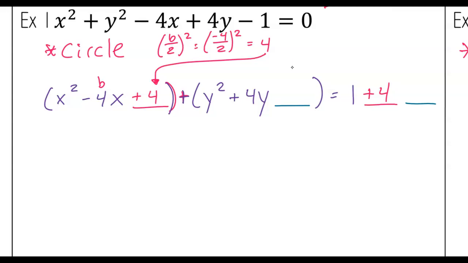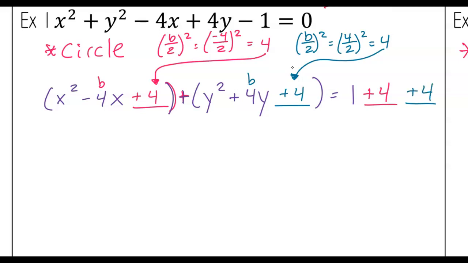What value do I need to add into the y quadratic? Yes, it's again a 4. 4 divided by 2 is 2. 2 squared is 4. So I'm adding in a 4 here. If I add it to the left, I must add it to the right. So then, 1 plus 4 plus 4 is 9.